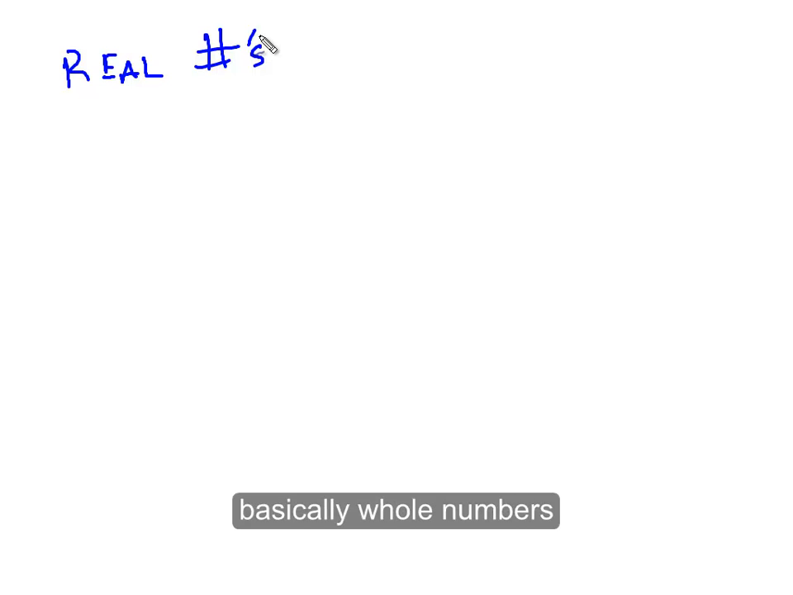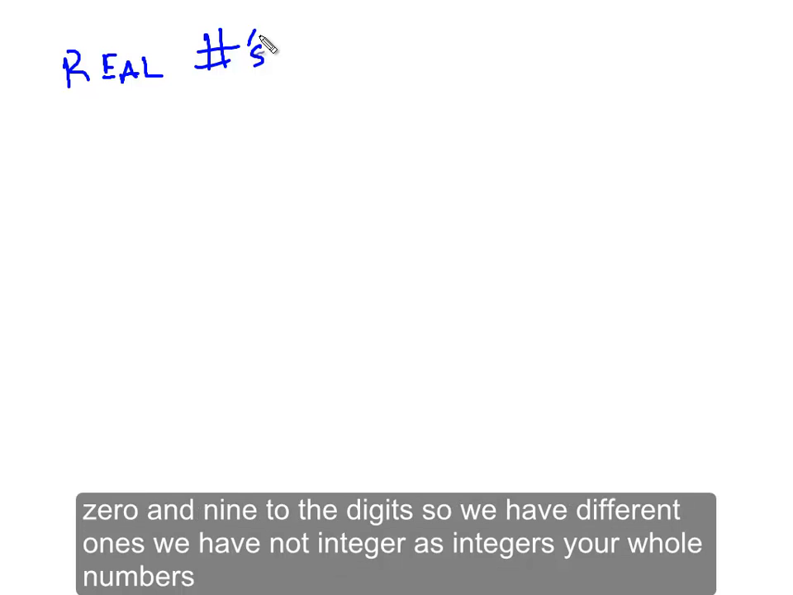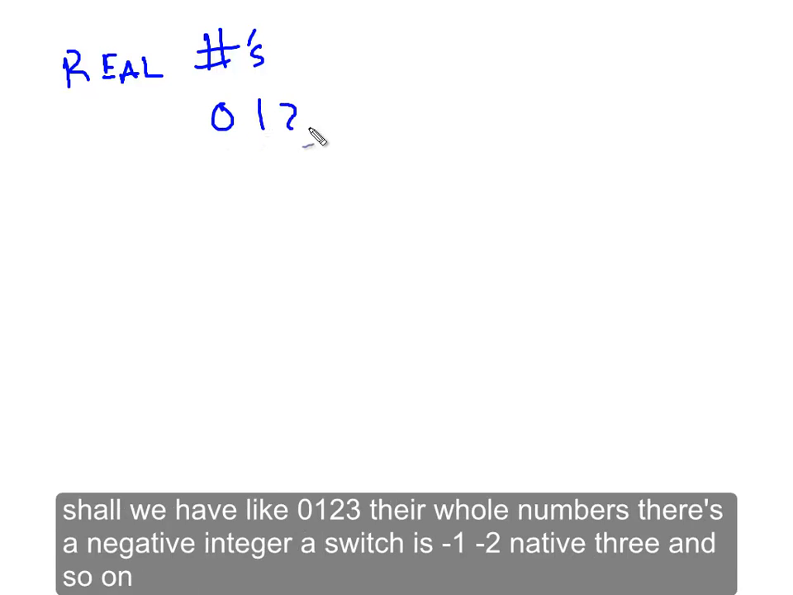So we have real numbers. Real numbers are basically whole numbers, or numbers between 0 to 9, which can be digits. We have different ones. We have integers. Integers are whole numbers. So we have like 0, 1, 2, 3. There's negative integers, which is -1, -2, -3, and so on.